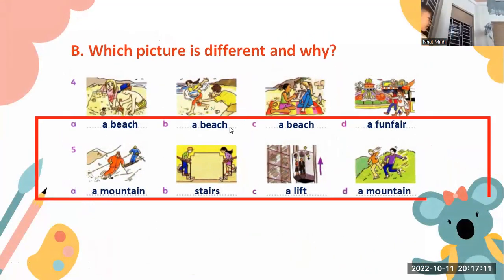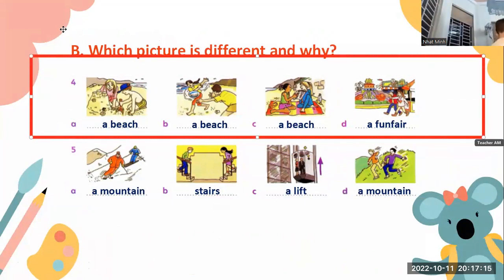How about number 4? We have a beach and a fun fair. So which picture is different here? It's a fun fair. At a fun fair we can fly, but at the beach it has water and we swim in it.